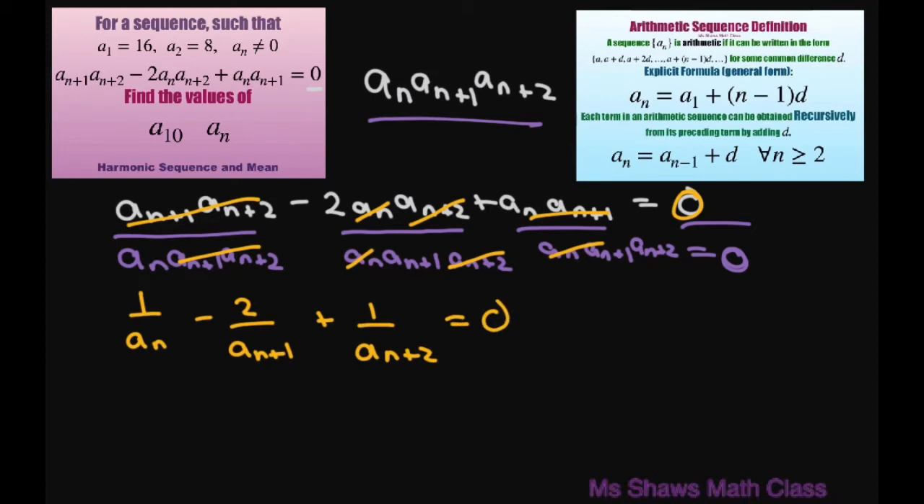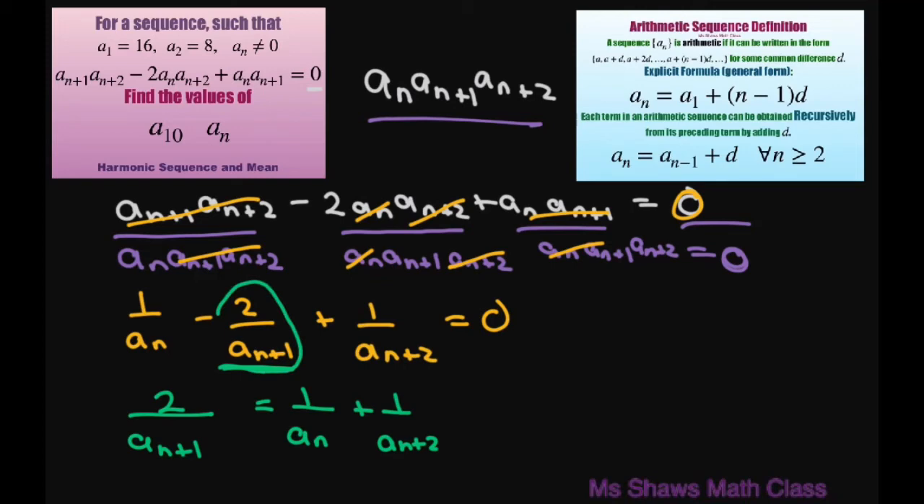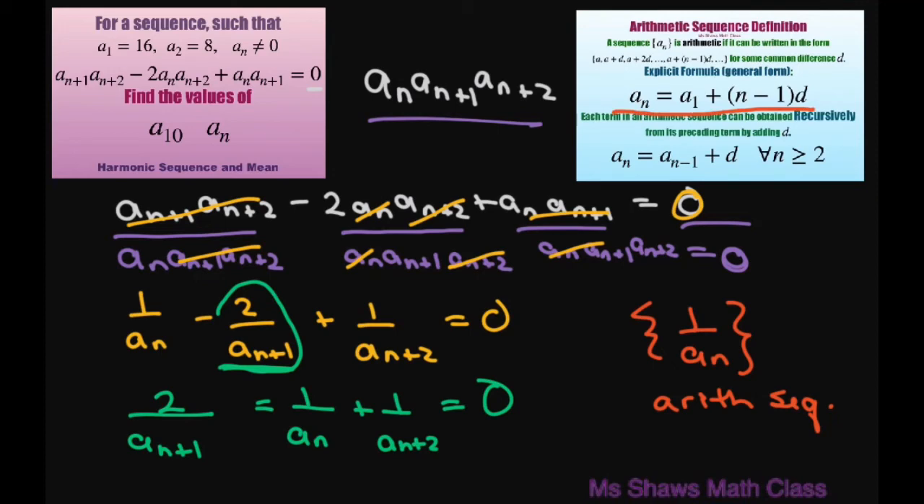Now what we're going to notice is we can rewrite this. I'm going to write this one first. So we can write this as 2 divided by a sub n plus 1 equals 1 divided by a sub n plus 1 divided by a sub n plus 2. So I just solved for this basically. You can put the 0 here if you want. Now this sequence here, 1 divided by a sub n, that is an arithmetic sequence. So basically what I'm going to do is use this formula to find my a sub n.